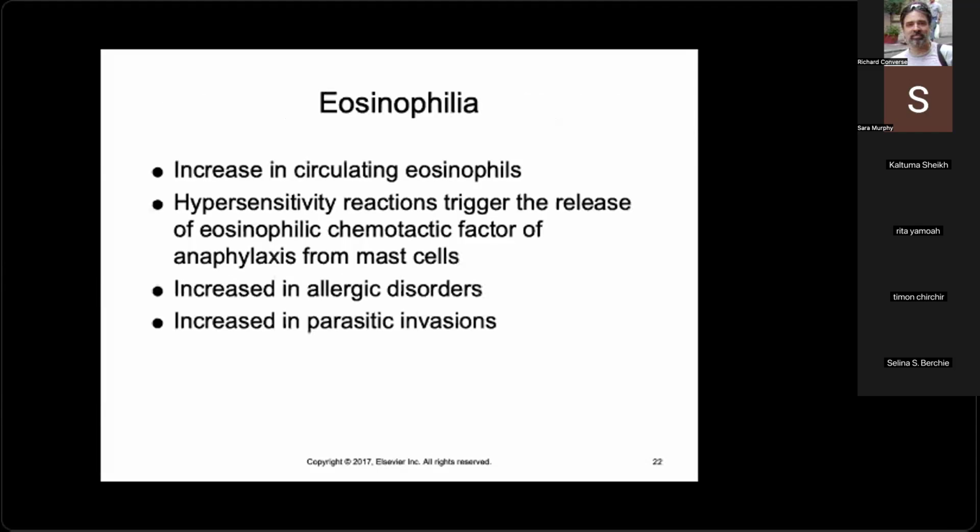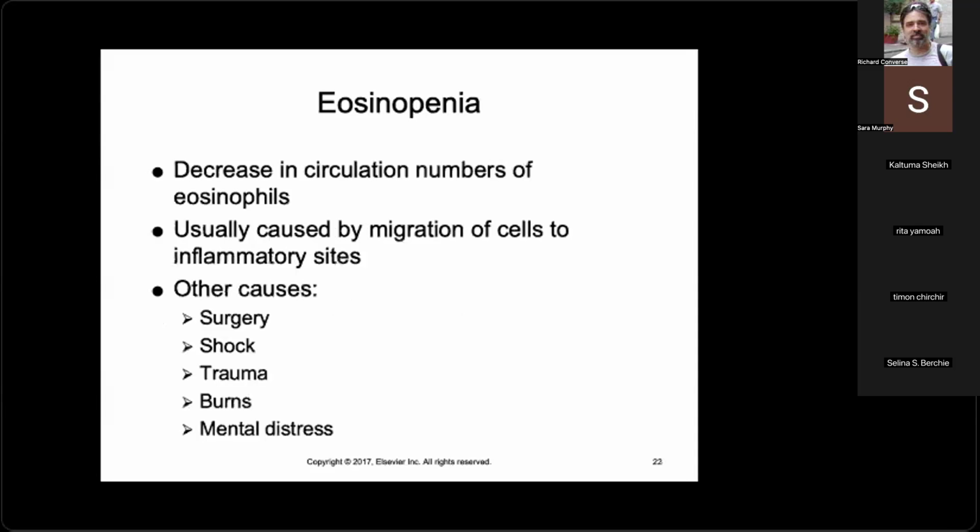Eosinophilia is an increase in circulating eosinophils. Hypersensitivity reactions trigger the release of eosinophilic chemotactic factors of anaphylaxis from mast cells. We see an increase in allergic disorders, and that can be a cause. Remember that one of the eosinophils' jobs is to eat antigen-antibody complexes. And then it can be increased in parasitic invasion because the eosinophil's job is to kill parasites like protozoa and helminths.